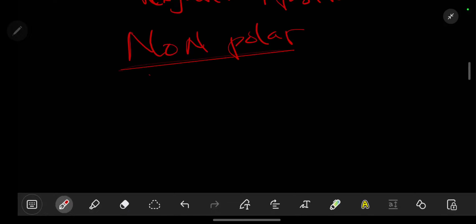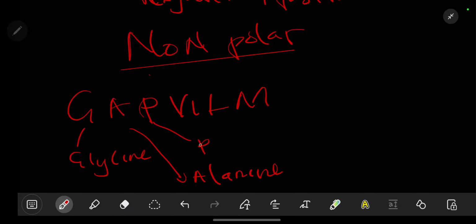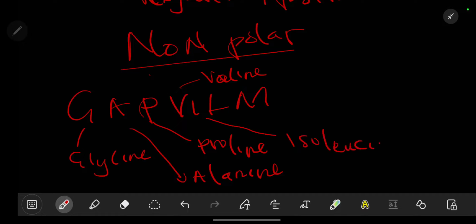The non-polar amino acids that we are going to have, you can just remember this mnemonic, GAPVILM. So we are going to have glycine. We are also going to have A is for alanine, then P is for proline, then V is for valine. Then we have I is for isoleucine, L is for leucine, then we have M is for methionine.